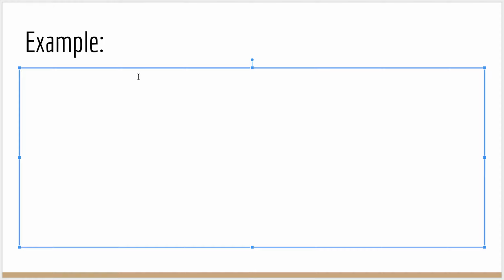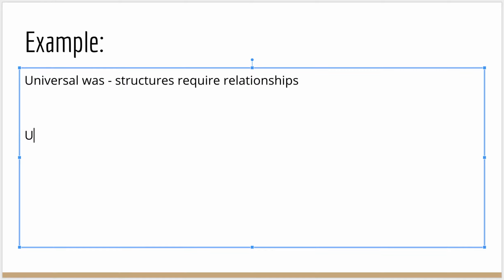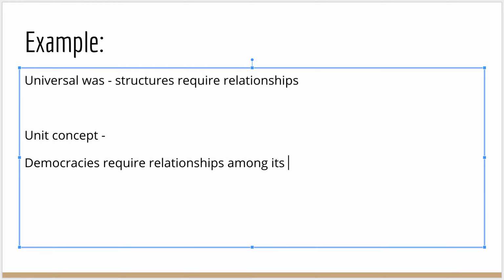My universal concept was structures require relationships. Okay? So if I think about a unit concept, I want it to be a little bit more discipline specific. So democracy is the structure, and I guess I could talk about all democracies, require relationships among its people, because there's people in a democracy, its systems. That's another concept word that I'm going to bring in.